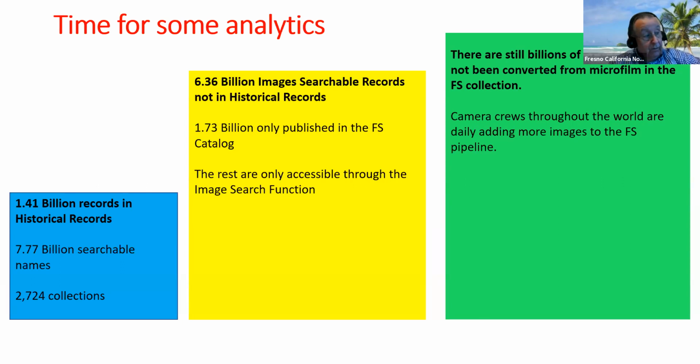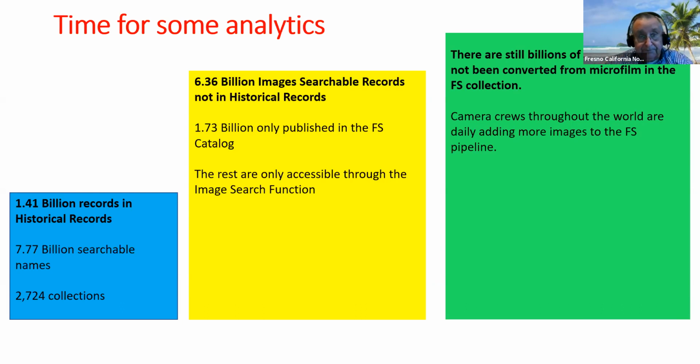On those pages are approximately 7.77 billion names. You might think, well, why aren't there 7 billion people in Tree? Well, remember, some of us are in there hundreds of times. All kinds of records about us. But there are about 7.7 billion searchable names, and they make up about 2,700 collections, different groups of records.